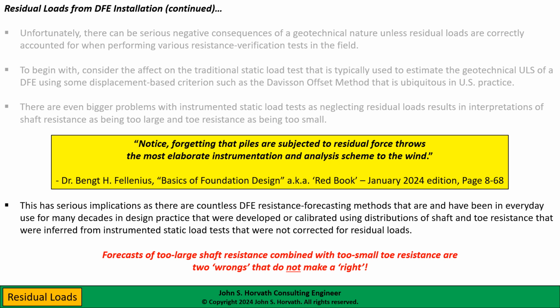Right? I've heard people say, well, yeah, I know the toe resistance is wrong and the shaft resistance is wrong, but when I add them together, I get the right answer. No, you don't. If you get the right answer, it's just pure dumb luck. It's just happenstance. It's not two mistakes canceling each other out. So this is quite serious. You think about all the countless analytical methods that we use in everyday design practice.